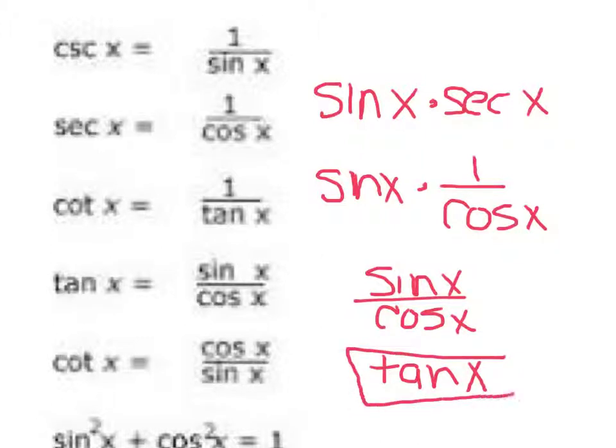You're simplifying trigonometric ratios based on your identities. The list of identities is on the left-hand side of the screen. Let's do 2 more of these.